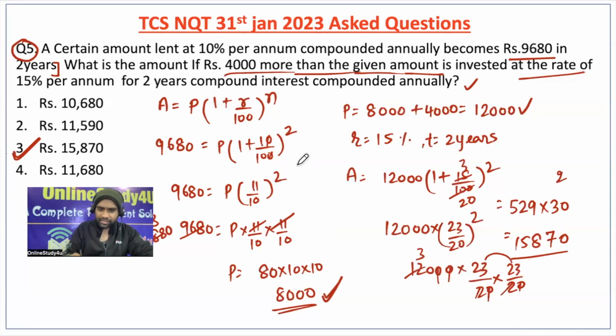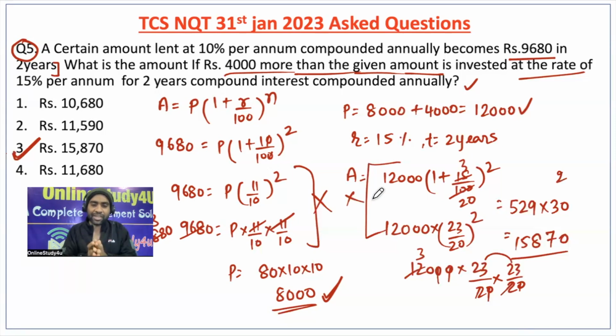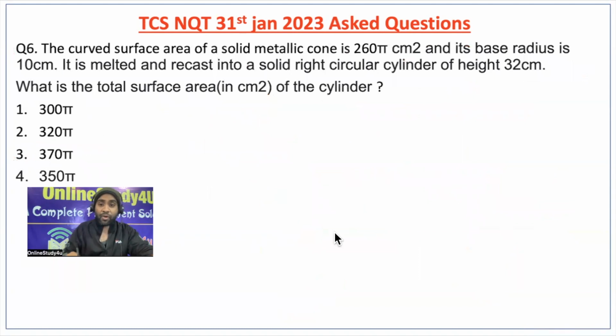See friends, all these steps are unnecessary steps which we are doing. I'm telling you, there are many steps which are redundant here. The only thing is we should know from where and how to remove.